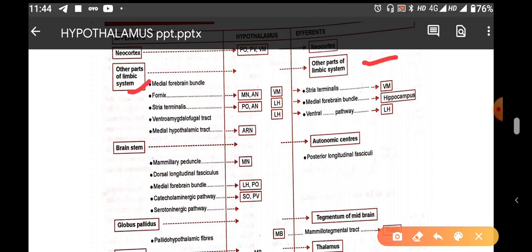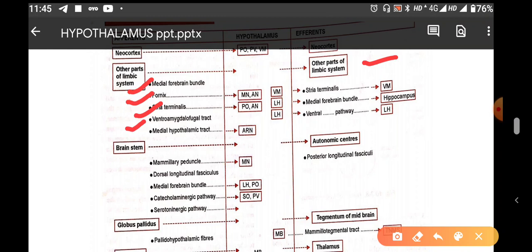So from the medial forebrain bundle and the fornix, the afferent connections are going to the medial nucleus and then the anterior nucleus. From the stria terminalis, the afferents are going to the preoptic area and the anterior nucleus. From the ventroamygdaloid tract and the medial hypothalamic tract, they are going to the arcuate nucleus, and from there the efferents are coming from the ventromedial nuclei of the hypothalamus.